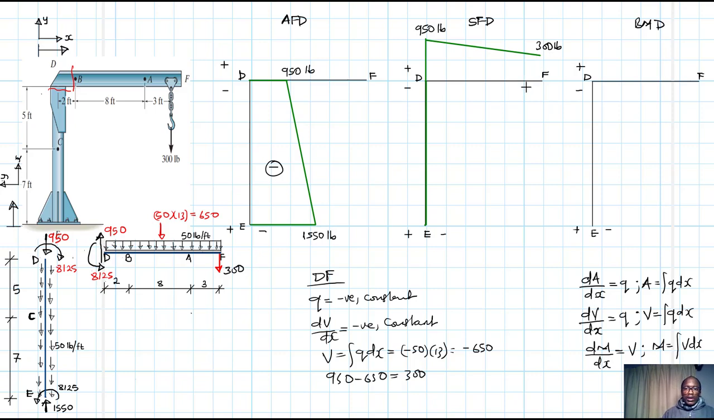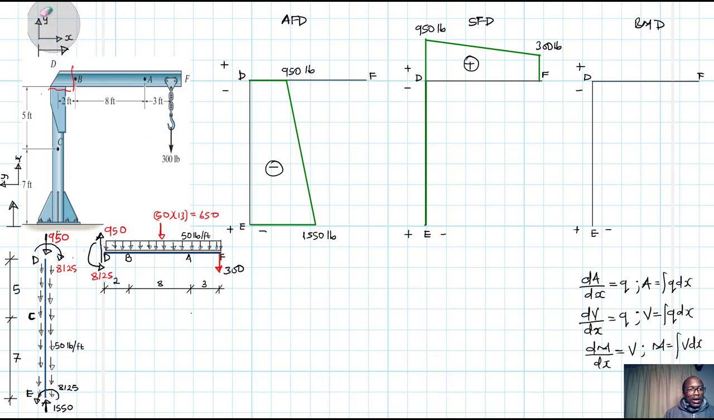The moment we reach F, we have another value of minus 300. So we have a positive 300 minus 300, which gives us 0. This brings about closure, so this has to close here. It will close here like this. Great. So this shear that we have here is positive shear. So we've drawn the shear diagram. Now let's draw the moment diagram.